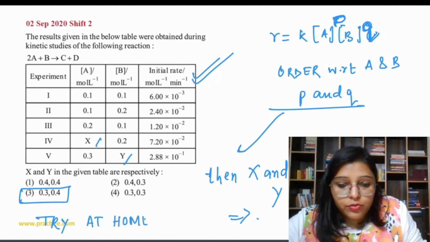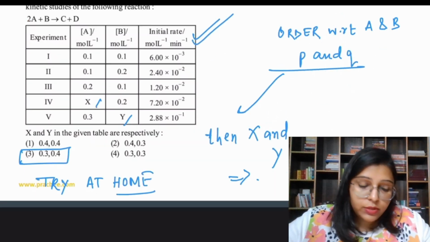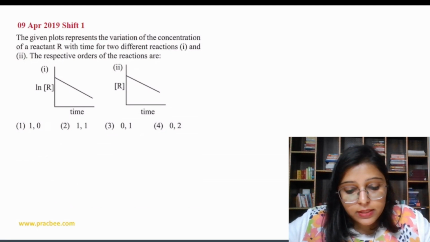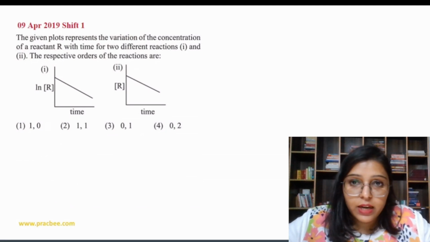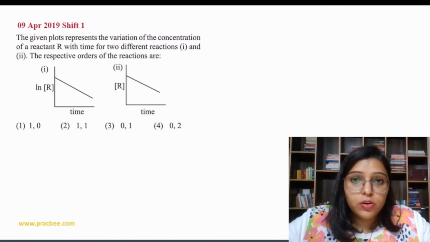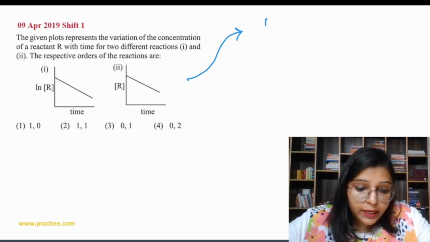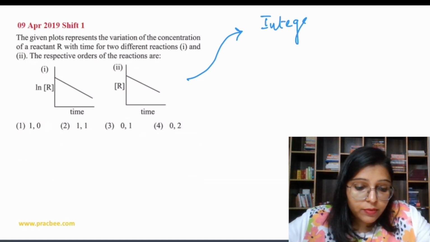Try this at home. Now let's do next type of question. The given plots represent the variation of concentration of reactant R with time for two different reactions, 1 and 2. The respective order of the reaction? So for this type of question, we have to take help from the integrated rate equation.